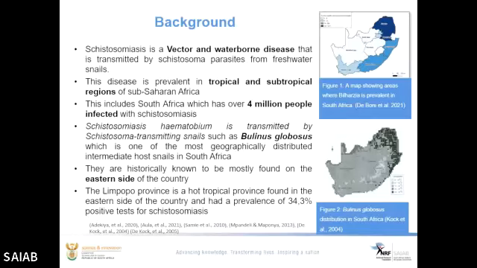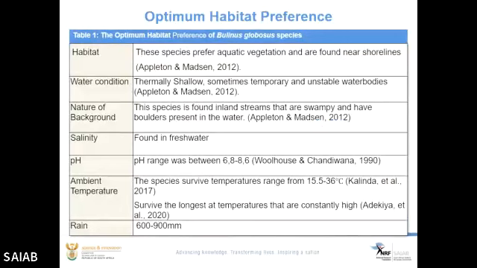Schistosoma haematobium is transmitted by Bolinas globosas and is geographically distributed on the eastern side of the country. The optimum habitat preference for Bolinas globosas showed that this species prefers aquatic areas that have aquatic vegetation, water conditions that are thermally shallow, sometimes temporary and unstable water bodies. This species was also found in inland streams that are swampy and have boulders present in the water.